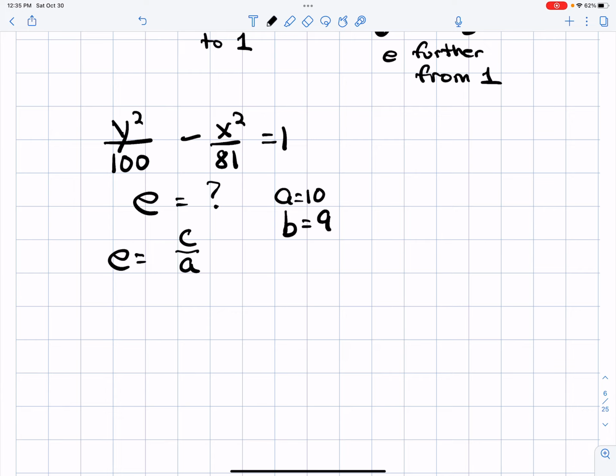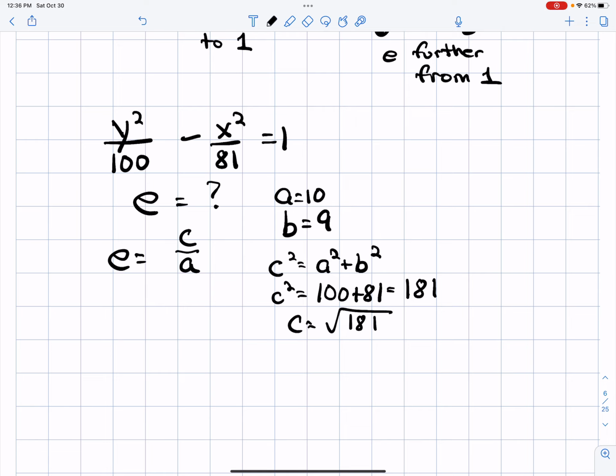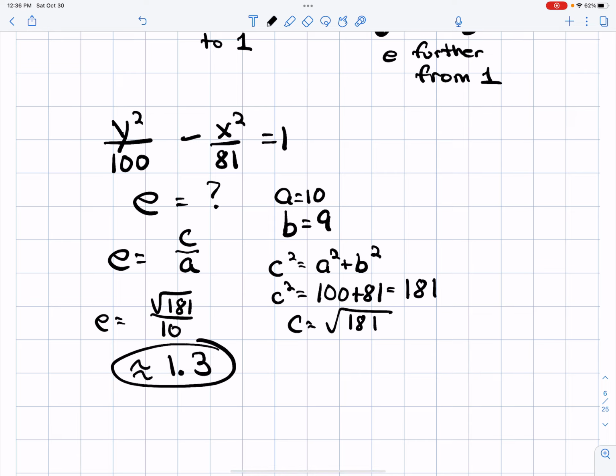Then we know that c squared equals a squared plus b squared for this one. So c squared equals 100 plus 81, which is 181. So do the square root. And that's approximate. And then your e is going to be that square root of 181 over the a, which is 10. So that's going to be about 1.3. They ask us to round to the nearest 10th place.